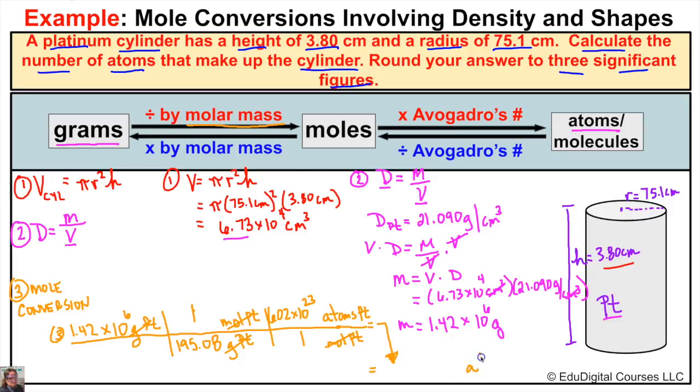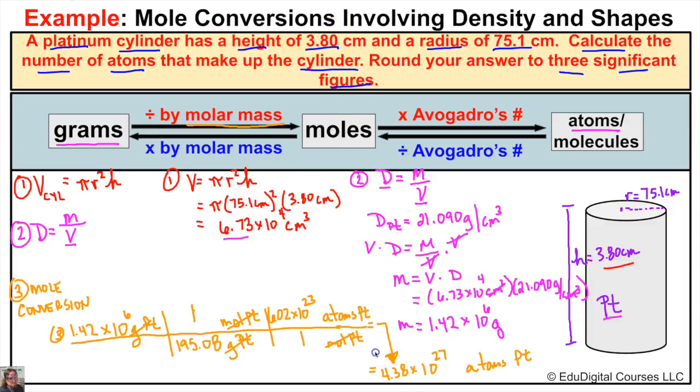So, atoms of platinum is what we were trying to find. So now we just put this in our calculator. We'll take 1.42 times 10 to the 6th. We'll divide this by 195.08 since the molar mass here is in the denominator. We'll take this divided by this. And since Avogadro's number is in the numerator, we can multiply by 6.02 times 10 to the 23rd. And we're going to end up with a final answer of 4.38 times 10 to the 27th atoms of platinum.